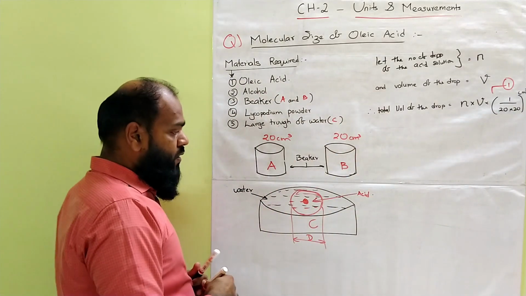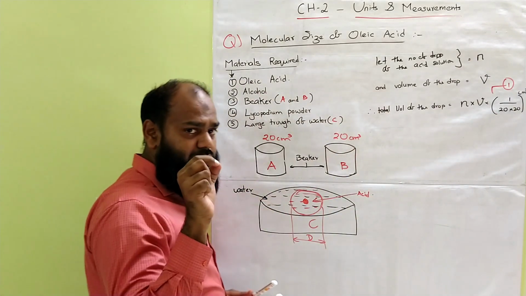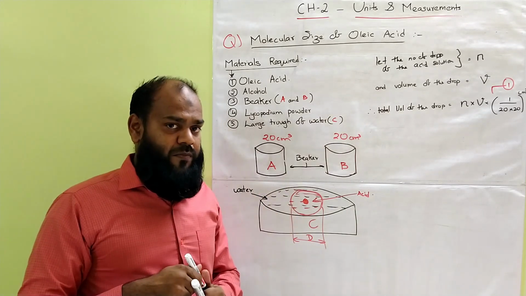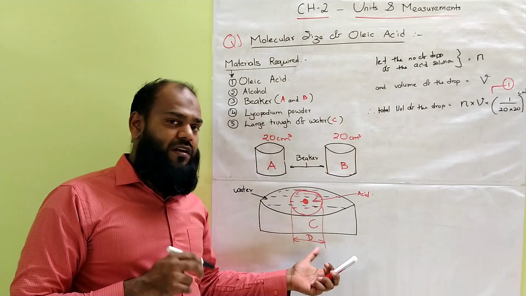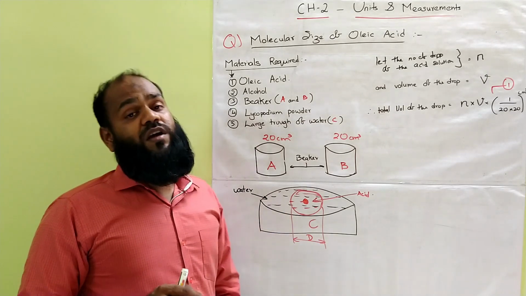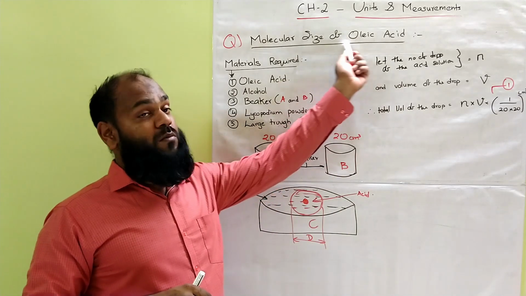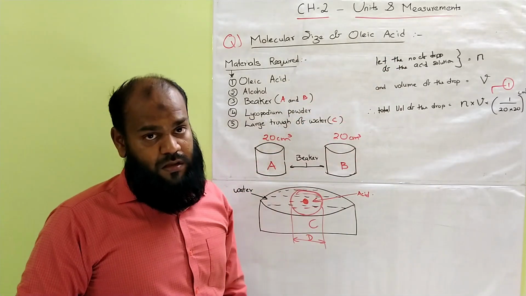Now, we know that after dropping the acid onto the surface of the water, the surface area has spread. And we have measured the diameter d as well. Now we need to find the thickness of the film. By doing so, we will get the molecular size of the oleic acid.